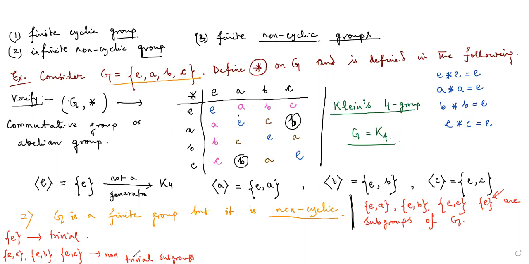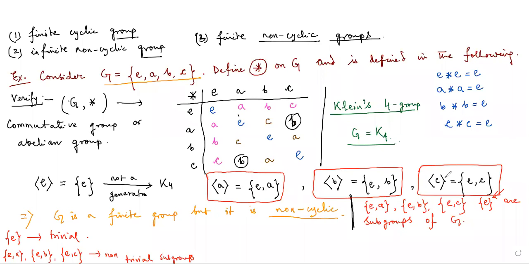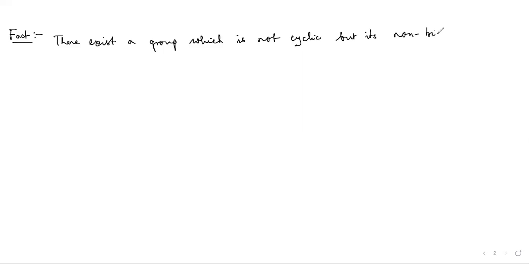But if you observe further carefully, you will find that this non-trivial subgroup EA is being generated by the element A. This non-trivial subgroup EB is being generated by the element B. This non-trivial subgroup EC is being generated by the element C. So from this Klein's 4 example, we have come to know of another very important fact: there exists a group which is not cyclic, but its non-trivial subgroups are cyclic.